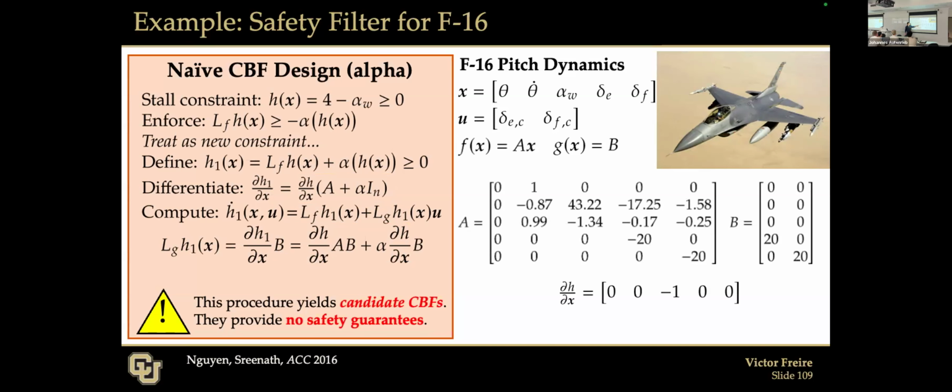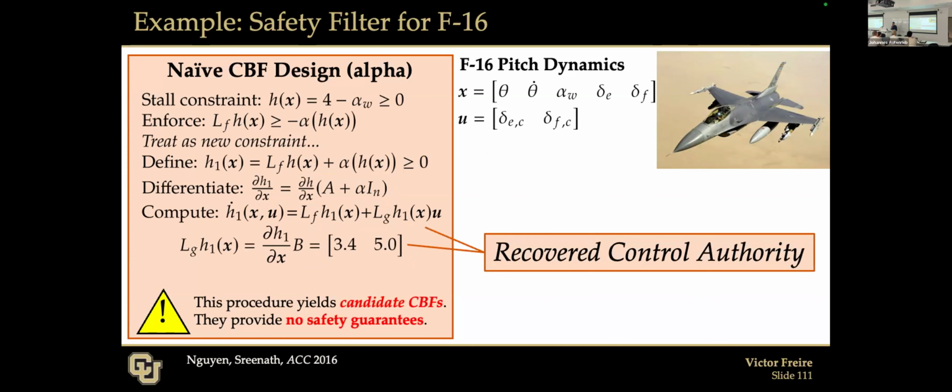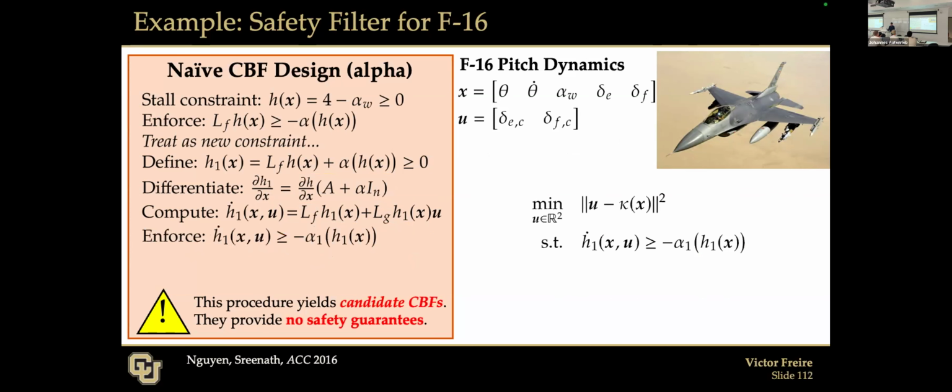This gradient H, this is original H times B. That's the 3rd row of B. It's going to vanish, so that term goes away. We get now something that's non-zero. We've recovered the control authority. So now we enforce this constraint, which will enforce this constraint, which will enforce this constraint. Okay? So this is relative degree 2, because I had to do this kind of twice. You could do it for higher, doesn't matter.